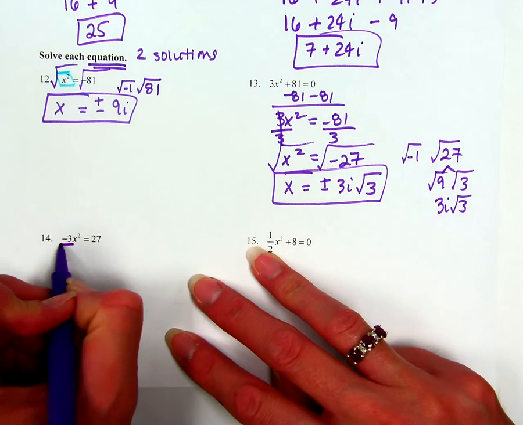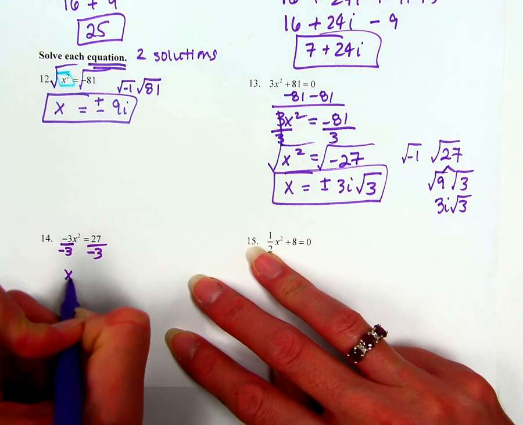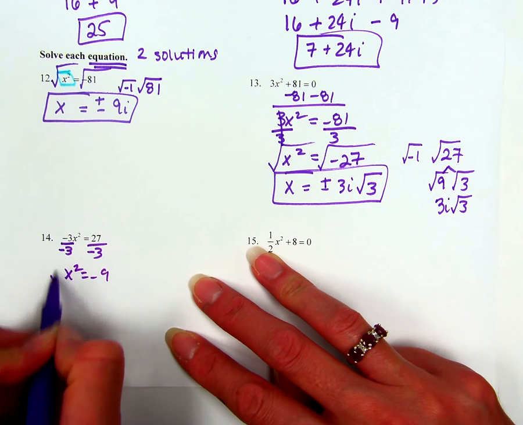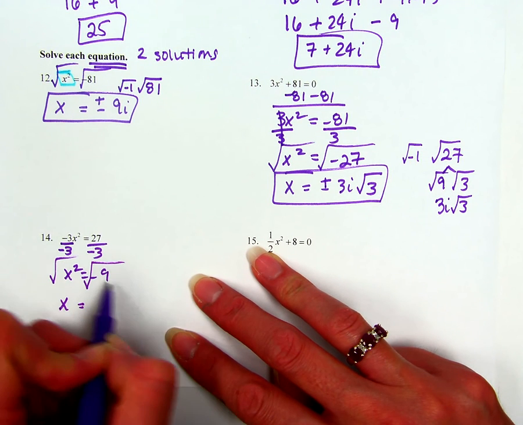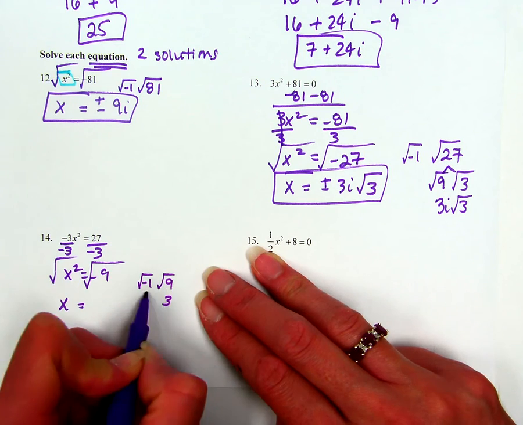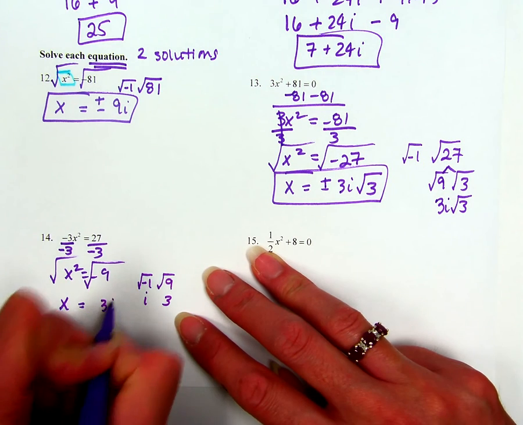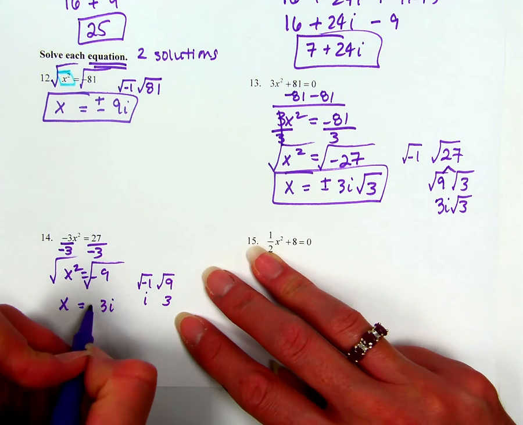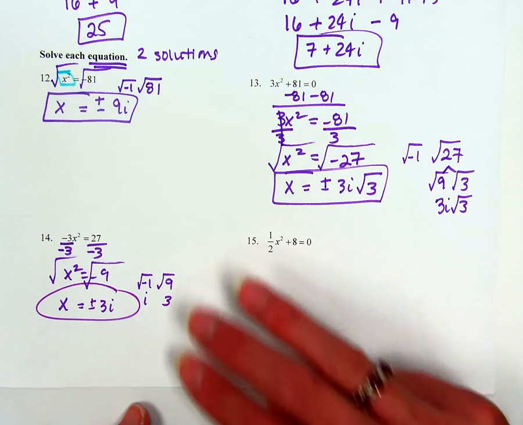All right, I need to undo the negative 3. So I have x squared equals negative 9. To undo the square, I take the square root. And then that's a perfect square, so I know that the square root of 9 is 3. But I'll have an i, so it's 3i. And I know I have to have two solutions, so it's plus and minus 3i.